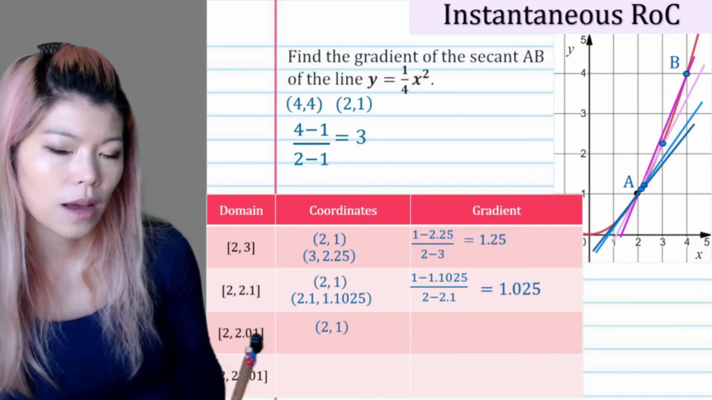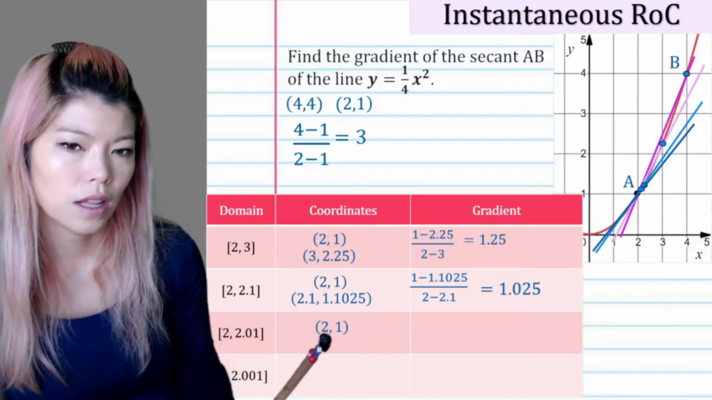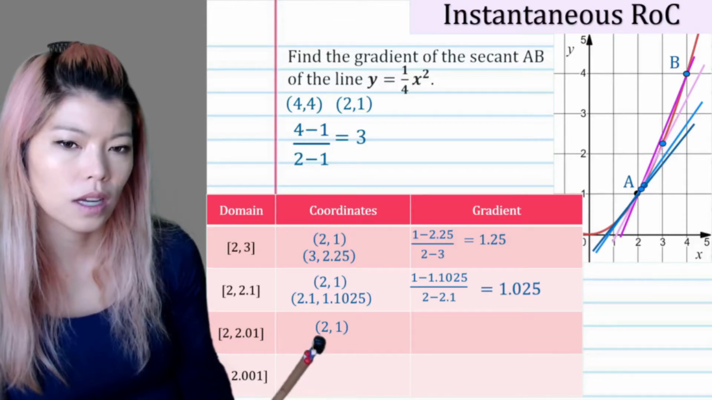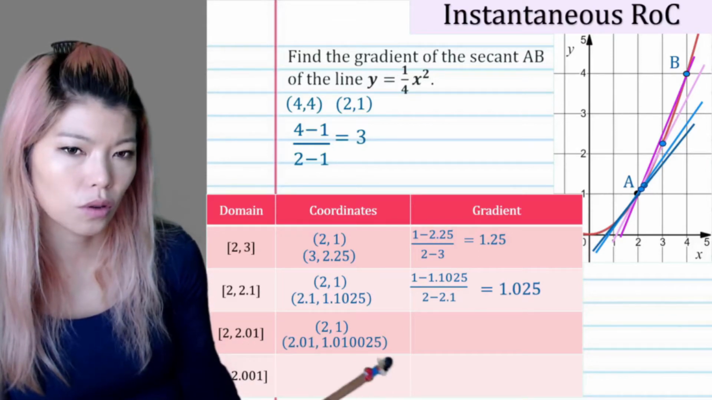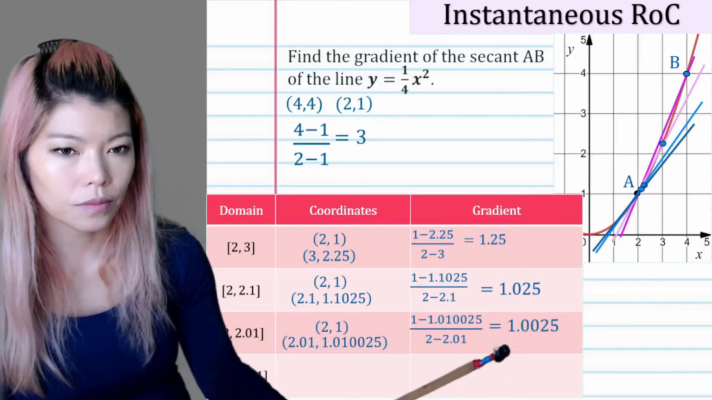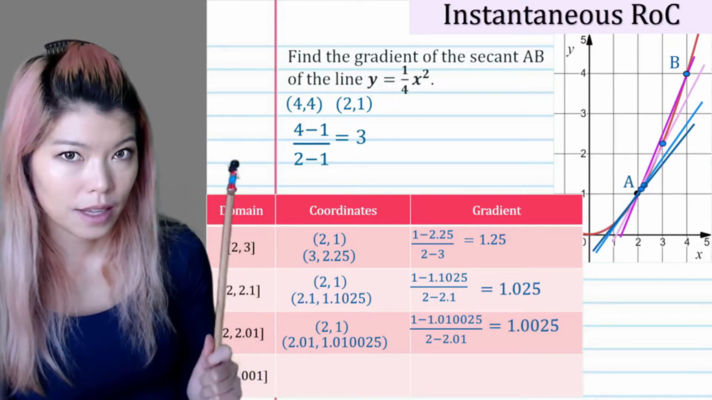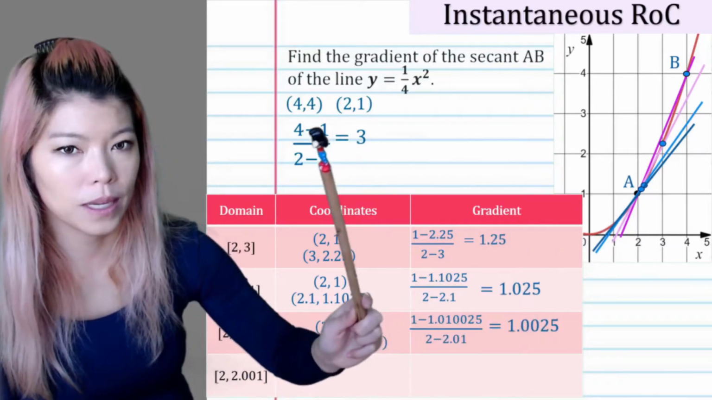Now let's notice what happens between 2 and 2.01. So the x value 2 and the x value 2.01 will give me the y value 1 and 1.010025. So I'd use a calculator for this. The gradient is 1.0025. Let me recap.